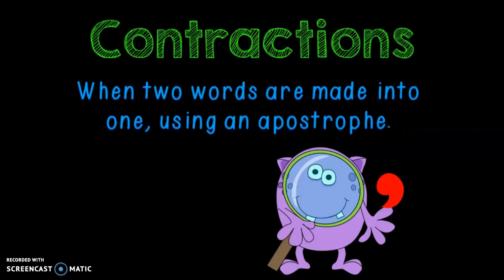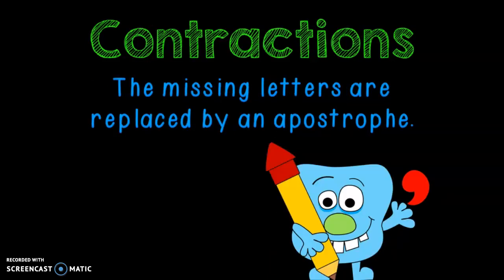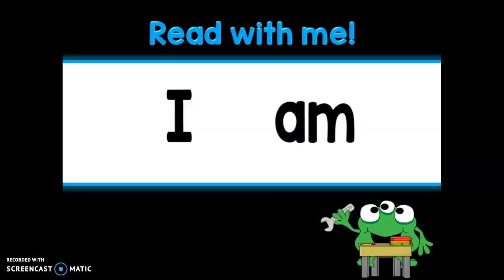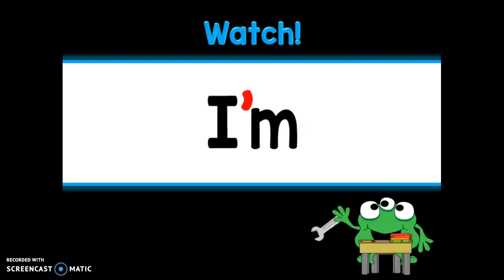Contractions are when we take two words, we shorten them, and we use an apostrophe. The missing letters are replaced by the apostrophe. Let's take a look at some examples. For example, if we have the words I am and we shorten them, we can make the new word I'm. We took out the A and replaced it with the apostrophe shown in red.